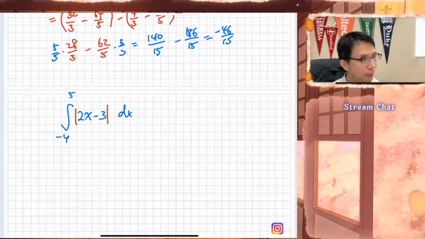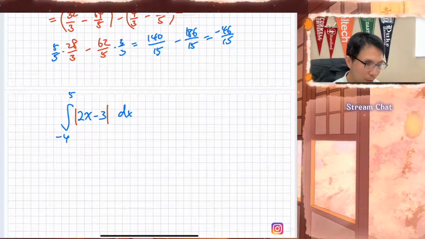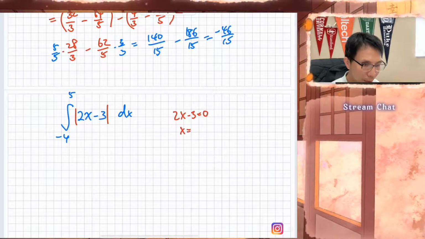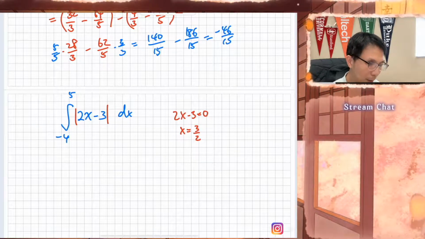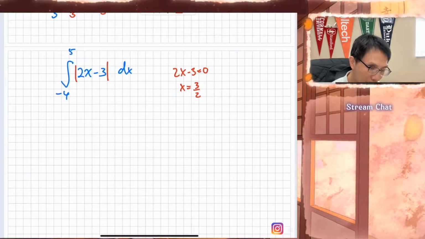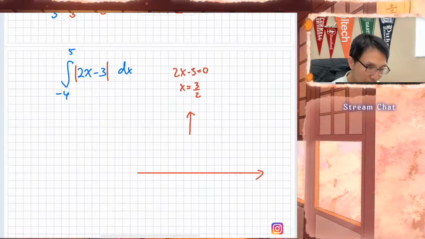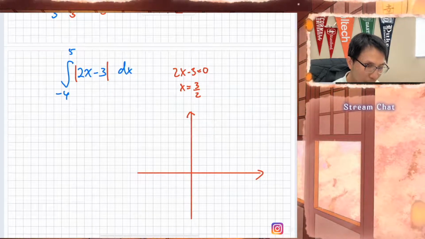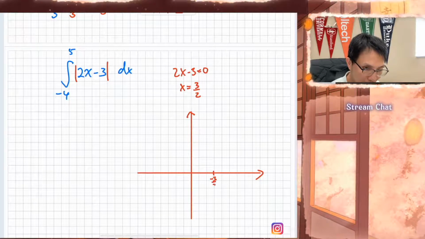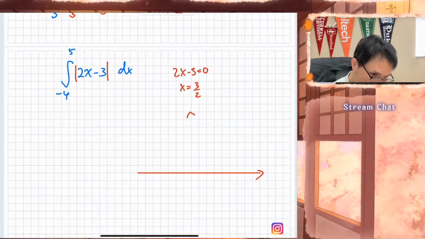But which one is it? You still have to find the x-intercepts. So it'd be 2x minus 3 equal to 0, x equal to 3 over 2. Why do you find the x-intercept? Well, based on that x-intercept, you can draw out the points of the piecewise function, which here is going to be -3 over 2. Actually, -3 over 2 should be right here.